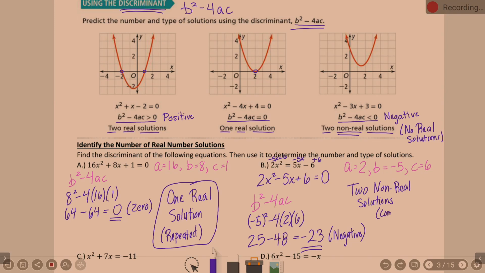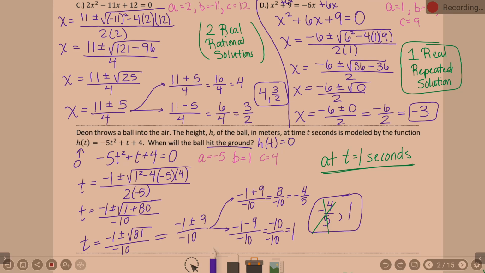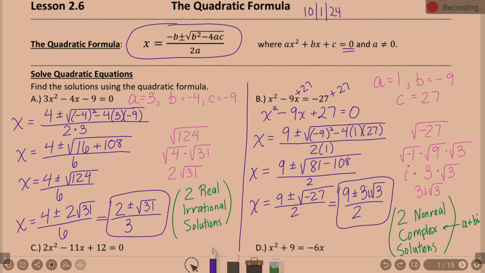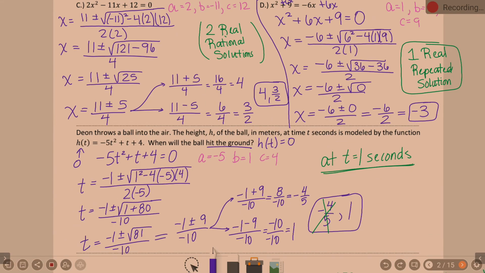Do you remember what it means to be a complex number? Complex numbers are numbers that are in what form? A plus, yep, a plus bi. Okay, so again, the piece I care about here is the 2 non-real solutions. Now, did we have that happen yesterday? We did. It was up on b. What happened? Under our radical, we got a negative. That gave us two non-real solutions because there was an i involved.